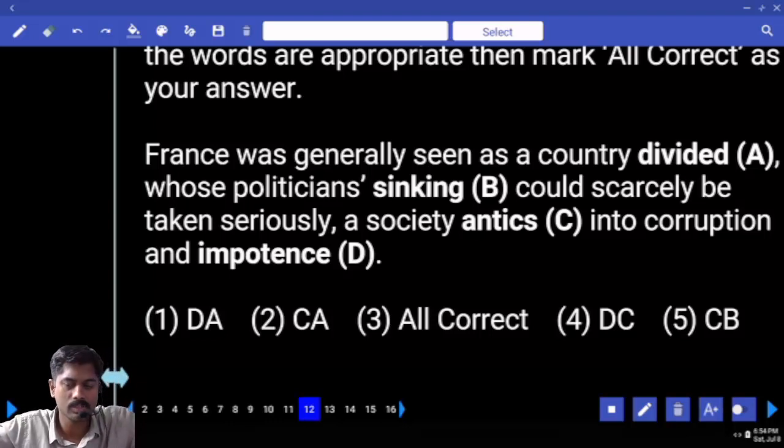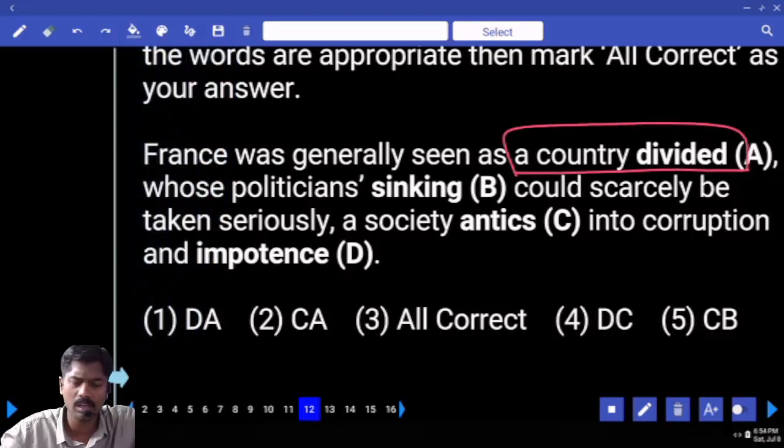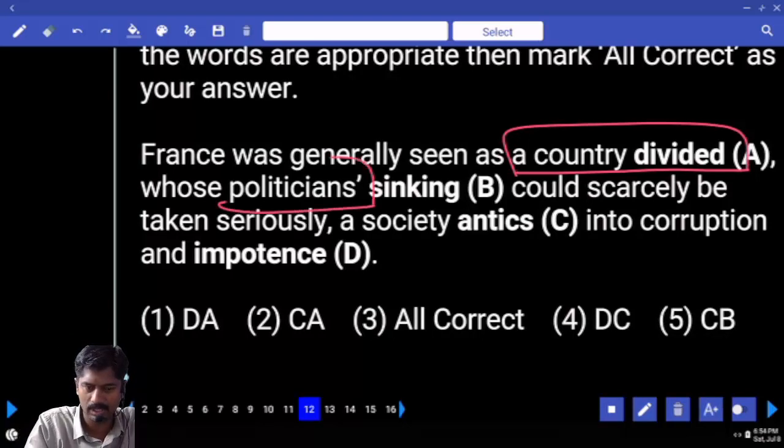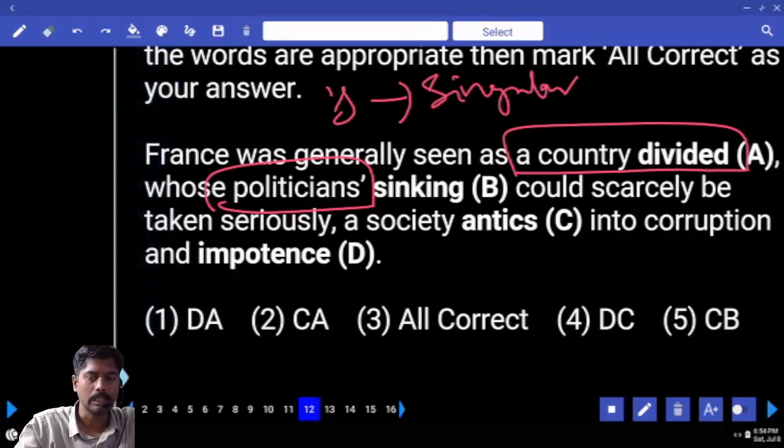France was generally seen as a country divided. A country divided, maybe, may not be. A country sinking, a country antics, a country importance. I'm not sure about this. Let me check next. Whose politicians? Apostrophe. Whenever apostrophe, yes, it is used for singular.